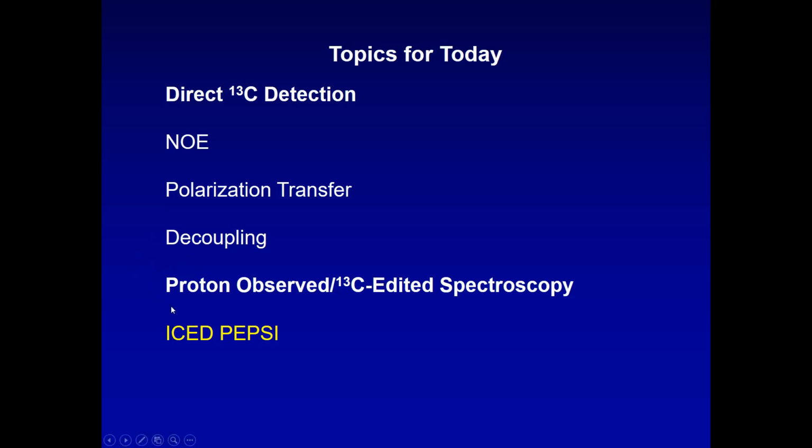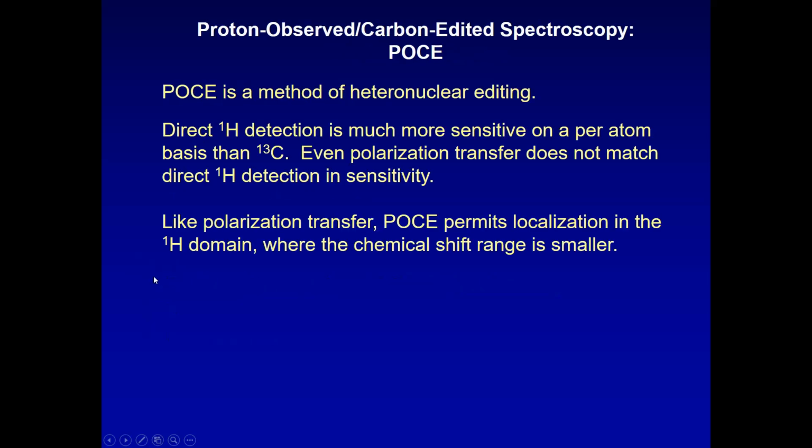Now there's another realm where we can go with a tremendous boost in sensitivity, and that is proton-observed carbon-edited spectroscopy, POCE. So instead of transferring polarization from protons to carbon-13 to make the carbon-13 more sensitive, now we just go straight to the protons. We're still exploiting the J coupling between the protons and the carbon-13, but we're observing the protons themselves. So it's a method of heteronuclear editing.